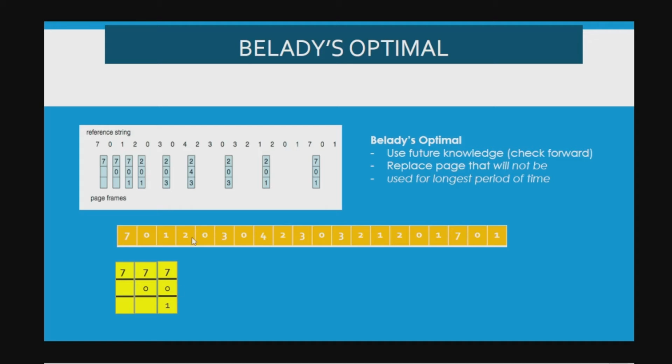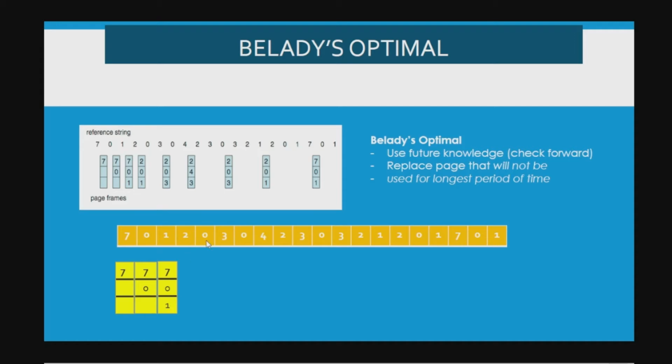So the next value is 2 for string 2 here. Okay, there is no space available, so we need to do a replacement. So how do we get the replacement page? Okay, you need to check forward. Check forward for the page that will not be used for the longest period of time. Replace the page that will not be used for the longest period of time. Okay, we have 7, 0, and 1. This one is 2.